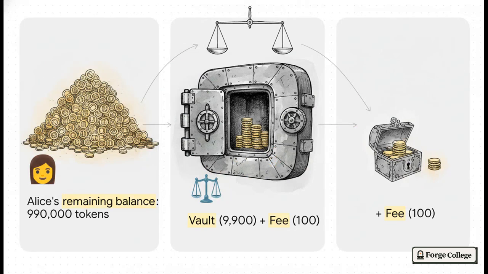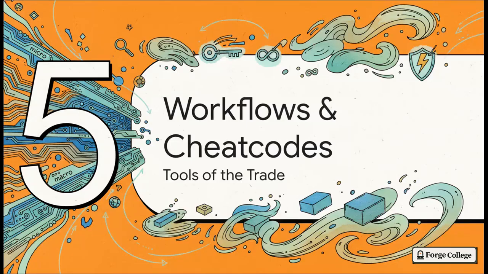So our integration assertions are here to prove the math holds up across the entire ecosystem. Alice deposited 10,000 tokens, which leaves her with 990,000. But if we check the vault side, the vault now holds 9,900 tokens, and the fee recipient got their 100 token cut. We've just successfully verified that both the vault and the fee recipient got exactly what they were owed after that complex interaction.